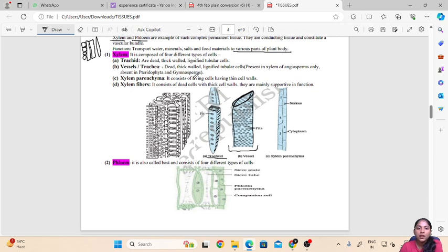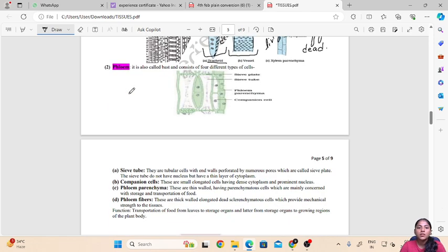Then xylem parenchyma cells are living cells. These are the living cells in the xylem tissue. And xylem fibers are usually thin, fiber-like shaped cells, and these are also dead cells. So parenchyma is living and these two are dead cells. The function of xylem tissue is the transport of water from one part of the plant body to another.